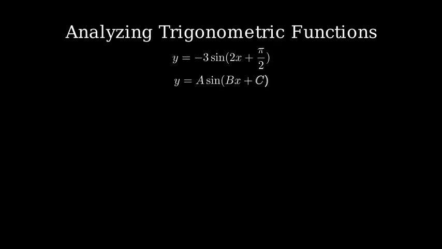Welcome. Today we'll analyze the trigonometric function y equals -3 sin(2x + π/2). We'll identify its amplitude, period, and phase shift, and understand how these features affect the graph. Let's start by comparing this to the standard form of a sine function.